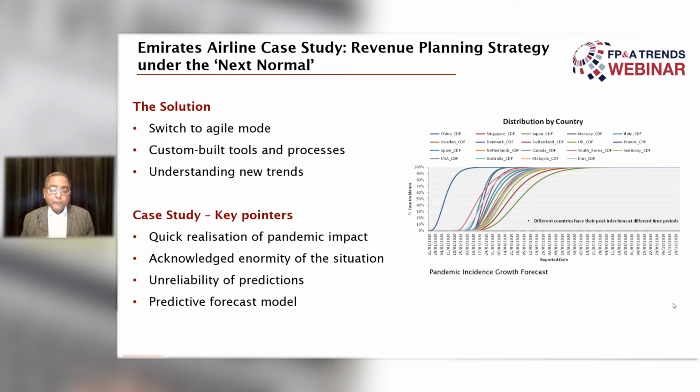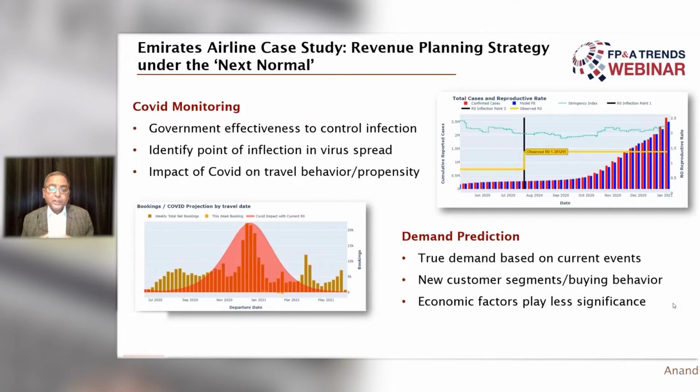So if you move on to the next slide, we have set out a few critical elements as part of this. One is COVID monitoring, the monitoring of the virus itself. The reason why it was important was that a lot of the demand influencing factors were influenced by the government's effectiveness in controlling the infection. We also had to understand clearly the various infection stages of the virus itself, because each stage had a very different demand driver and a very different influence on travel behavior. So it was very important for us to understand this, to be able to build a meaningful algorithm.